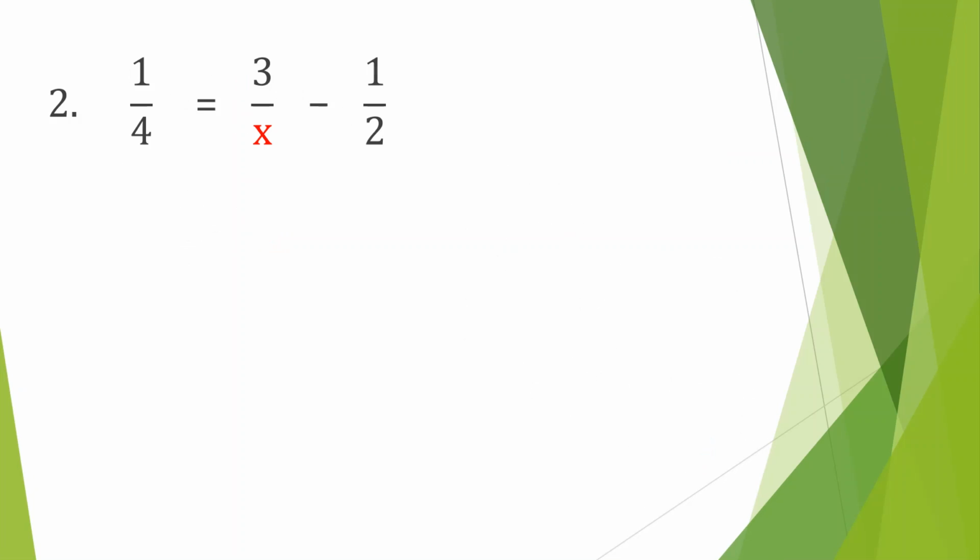Number 2, 1/4 is equal to 3/x minus 1/2. Remember that the first step in solving rational equations is to eliminate the rational expressions in the equation by multiplying both sides of the equation by the LCD. The LCM of 4x and 2 is 4x, and we will use this as the LCD.